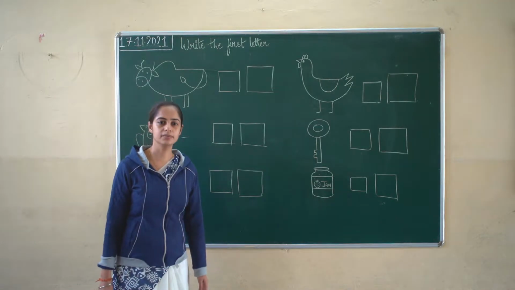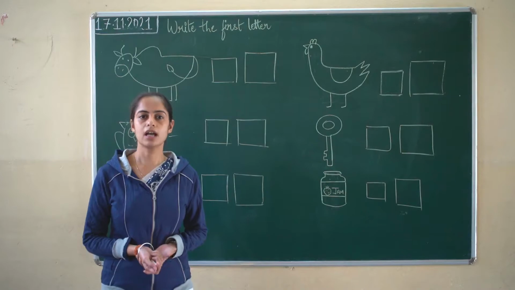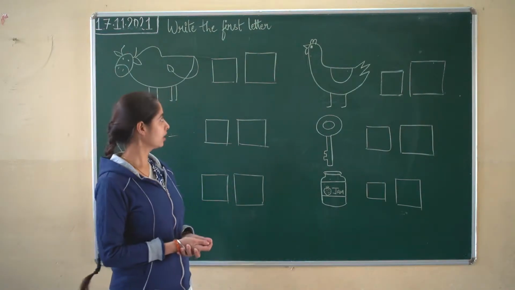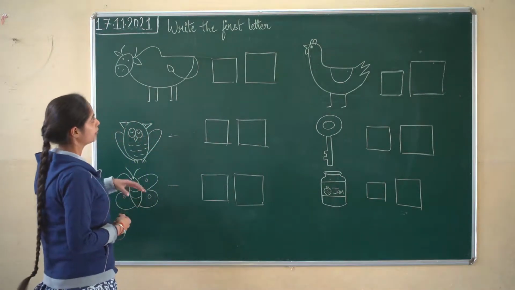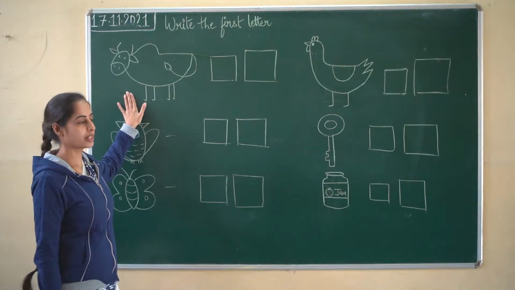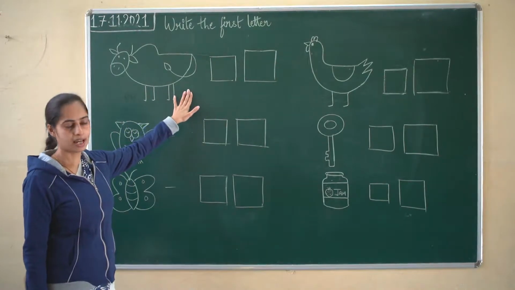Good morning, children. As you all know, we have been thorough with the writing and the identification of the alphabets. Now we are beginning with the exercise. First we have to write by looking at the picture. You have to identify the picture, and at the same time you have to write the first alphabet.